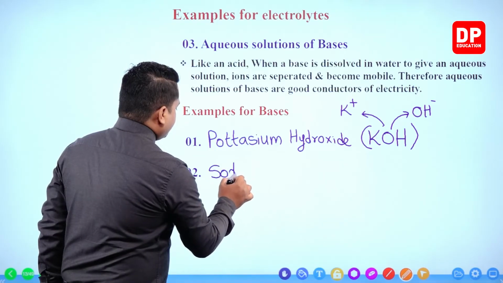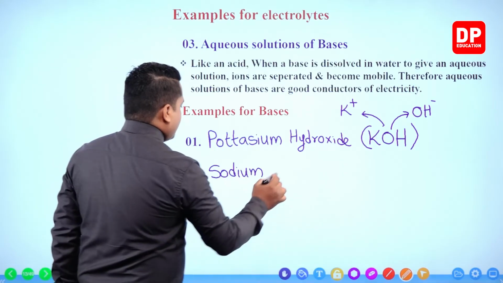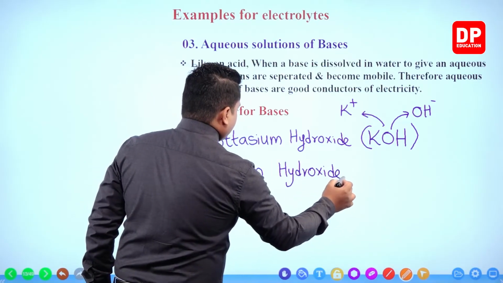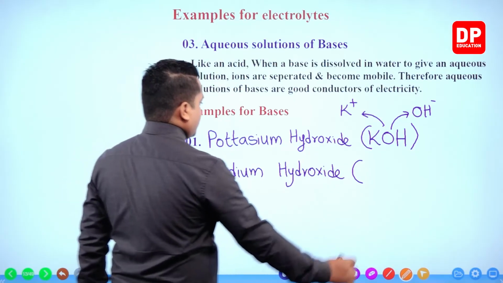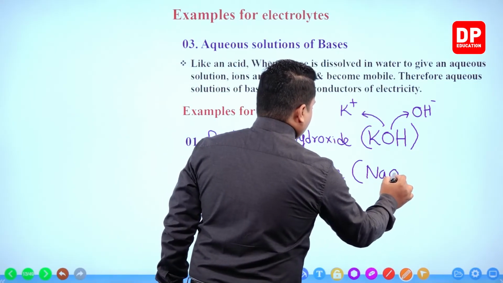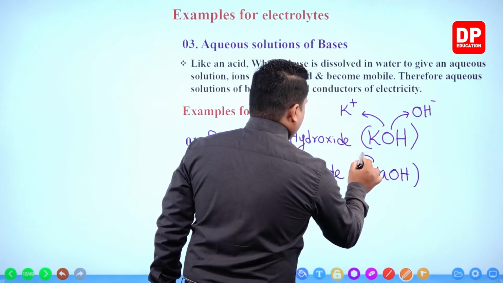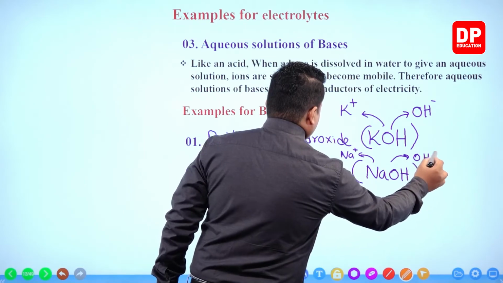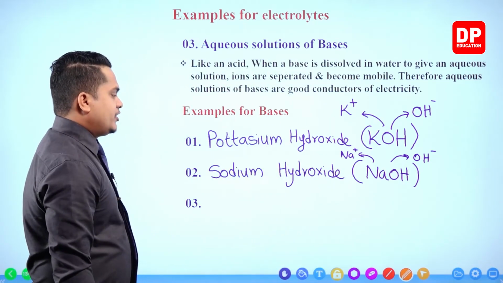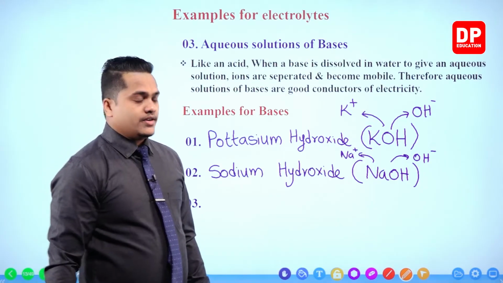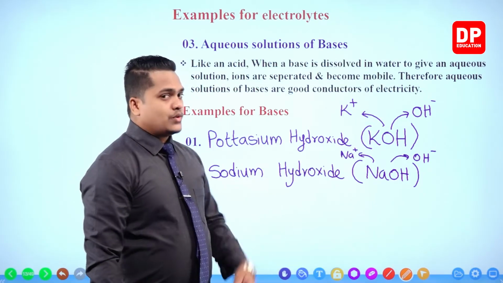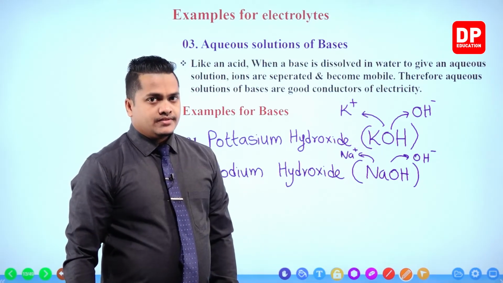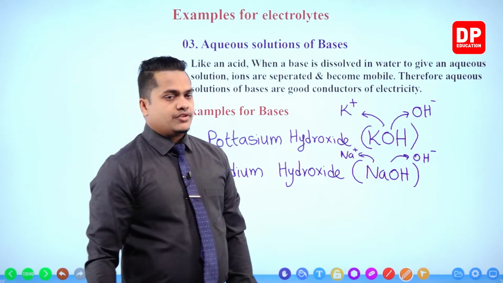Another example is sodium hydroxide, NaOH. So Na is plus, OH is minus. When you dissolve sodium hydroxide in water, sodium is separated as Na plus and the OH part is separated as OH minus, to create mobile ions within the solution.